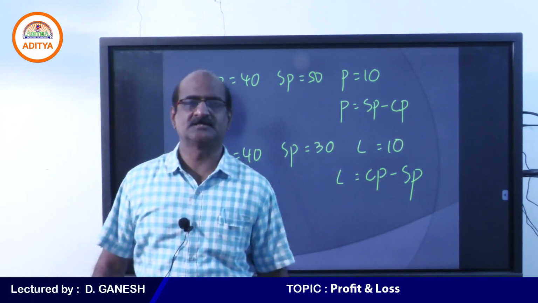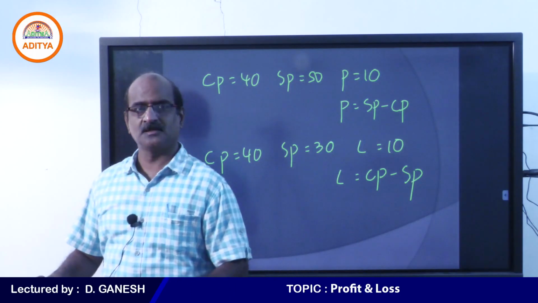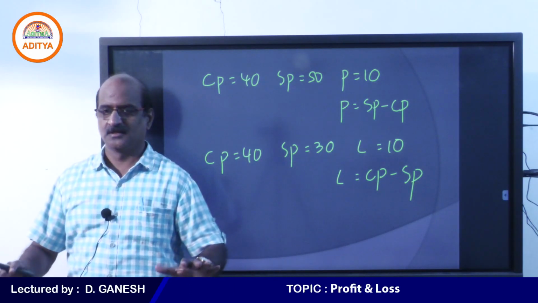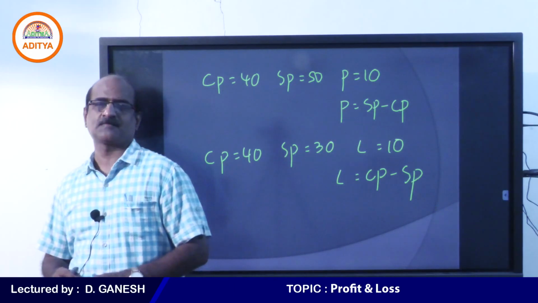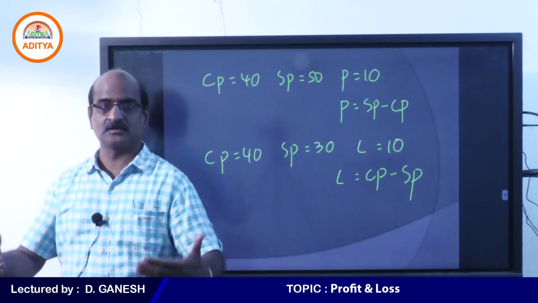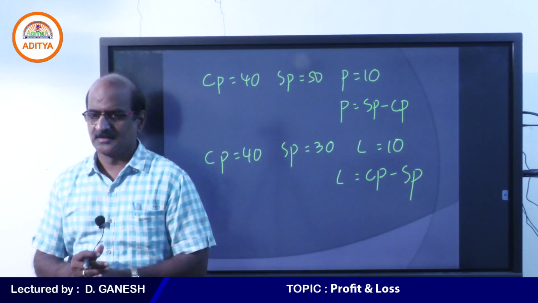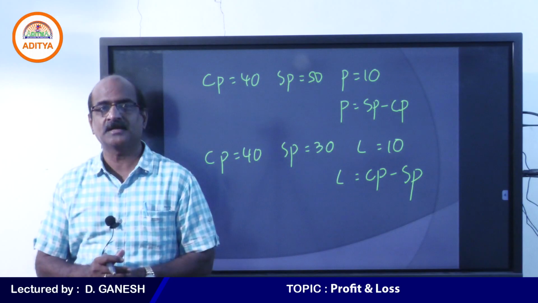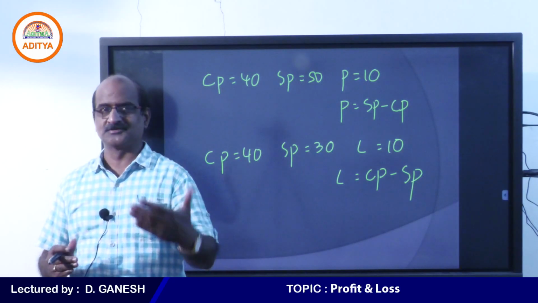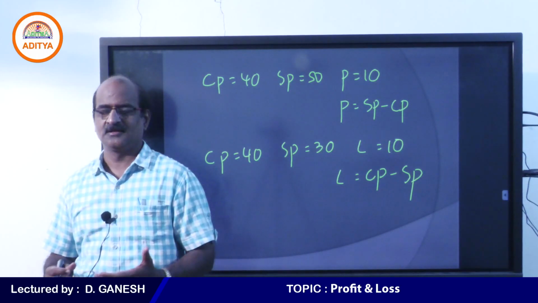So please understand that profit or loss is nothing but the difference between selling price and cost price. It is a very simple perception that if the selling price is more than cost price, you get a profit. And if the selling price is less, obviously there is a loss. That is the main difference between profit and loss.